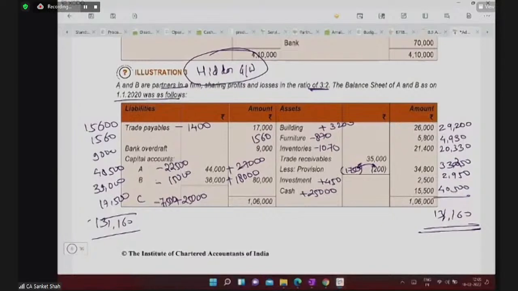Okay. Yes, are you getting these concepts? Arre haan ya naa, jaldi bolo.